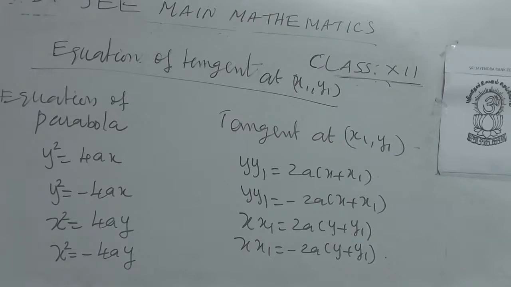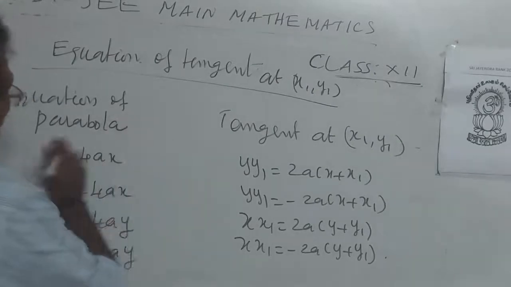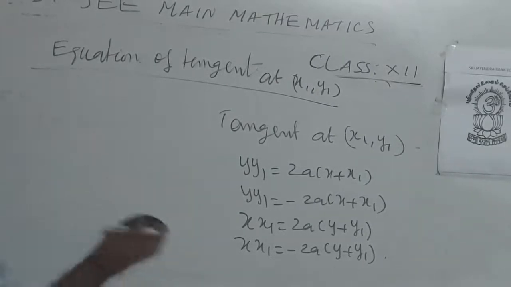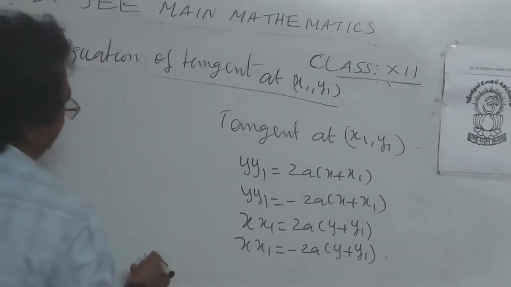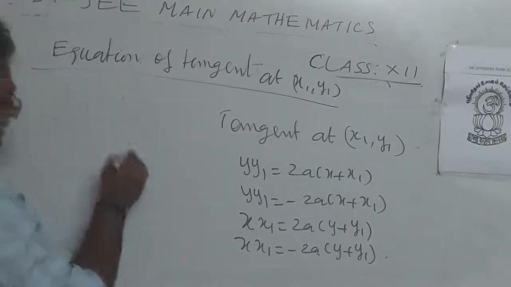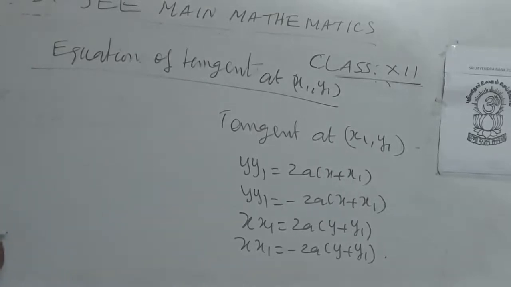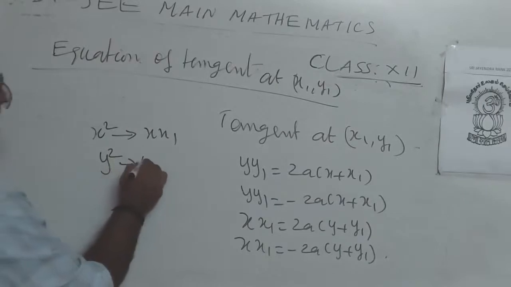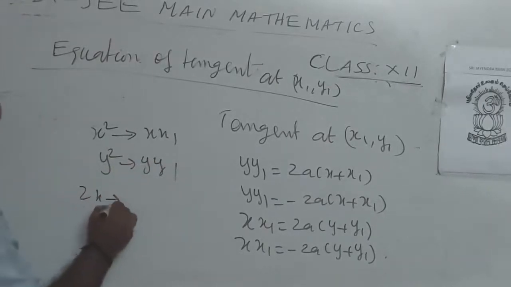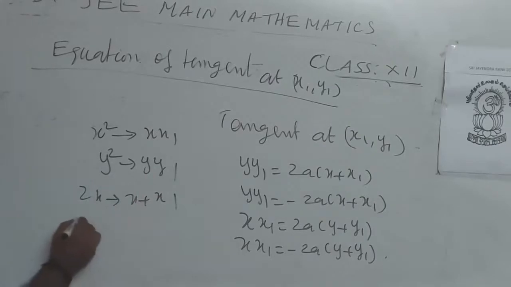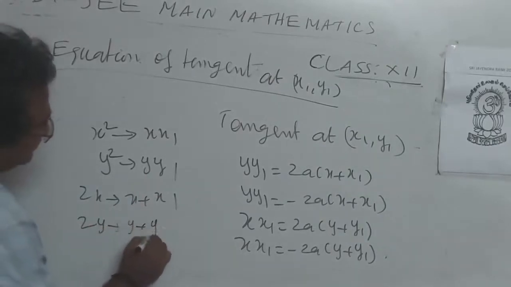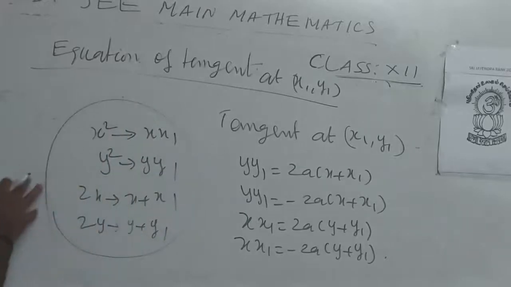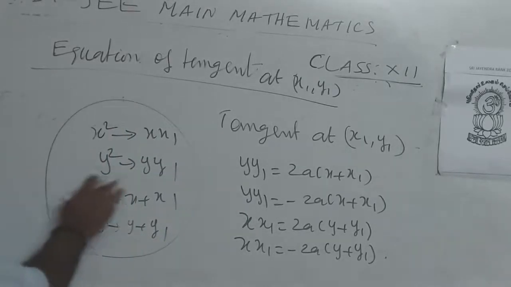So to find the equation of tangent at a point x1 y1 to any curve, we have seen in the circle chapter how to find the equation of tangent at x1 y1. To find the equation of tangent at x1 y1 to any curve, replace x squared by x x1, y squared by y y1, 2x by x plus x1 and 2y by y plus y1. If you replace these things in the given curve, you can find the tangent.